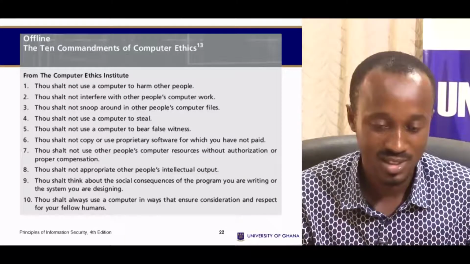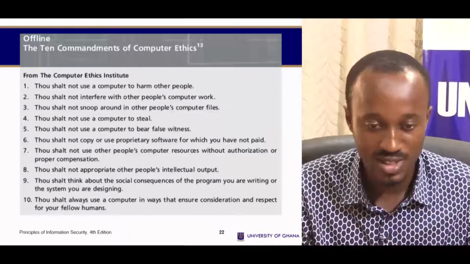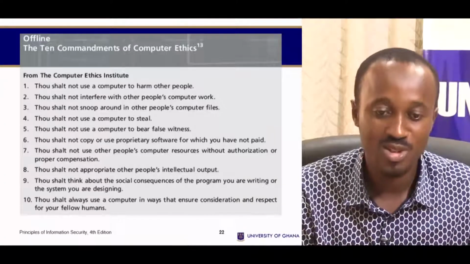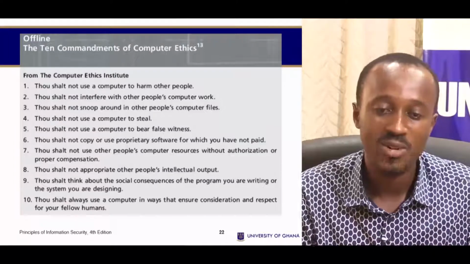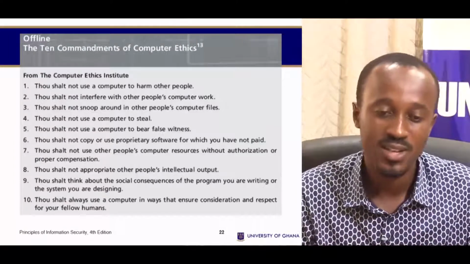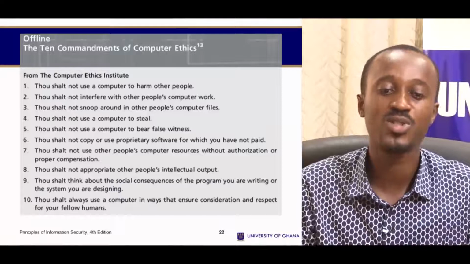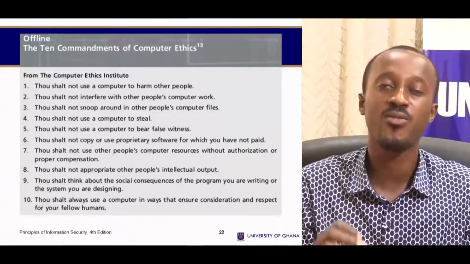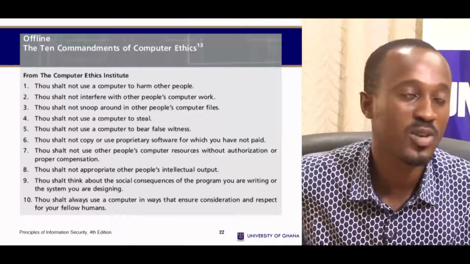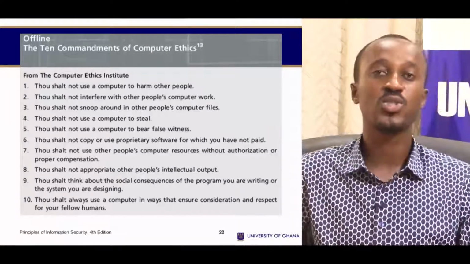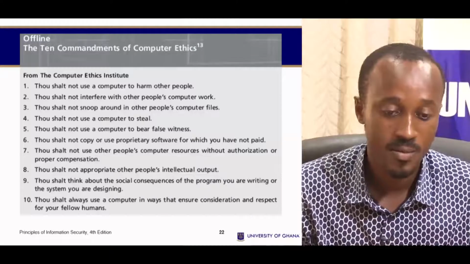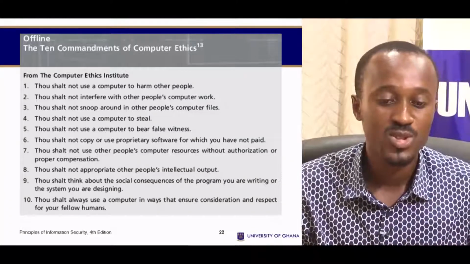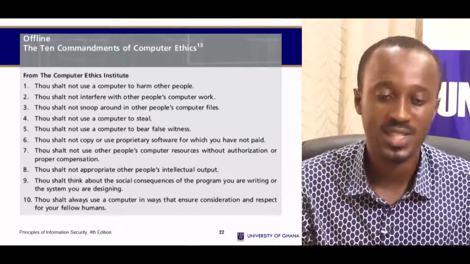The fourth commandment says, thou shalt not use a computer to steal. Those of you who are good at this Sakawa business, thou shalt not use a computer to steal. These are the 10 commandments of computer ethics. The fifth commandment says, thou shalt not use a computer to bear false witness. Those of you who have been contracted to be photoshopping pictures, it's a breach of this ethic.